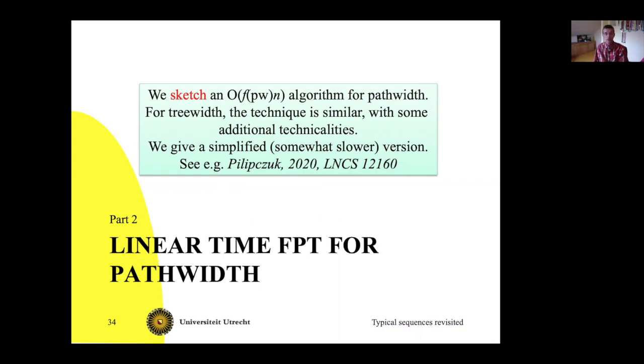What I will do now is something which is old, but useful for the third part. I want to give some of the basic ideas of the FPT algorithm for treewidth, but I'll use pathwidth as a running example. For treewidth, the technique is more or less similar, but there are some additional technicalities, and if you want to read more, there is a really nice survey by Michał Pilipczuk in a recent LNCS volume. I will simplify some of these things, so the algorithm I present is somewhat slower, but asymptotically still equally fast as the best you can get.